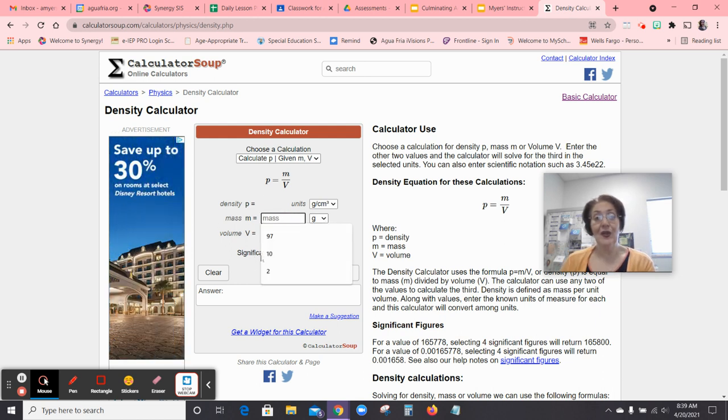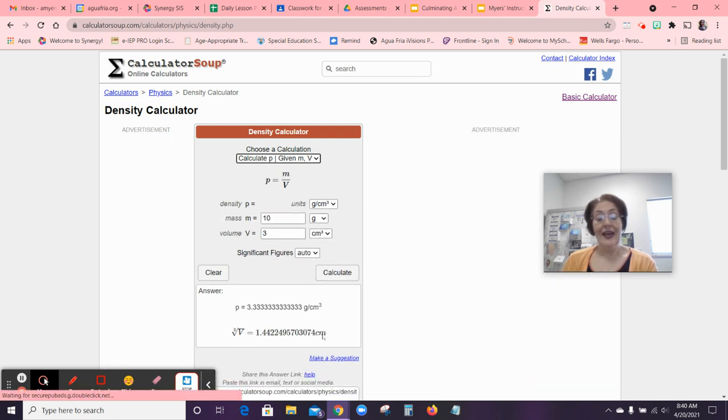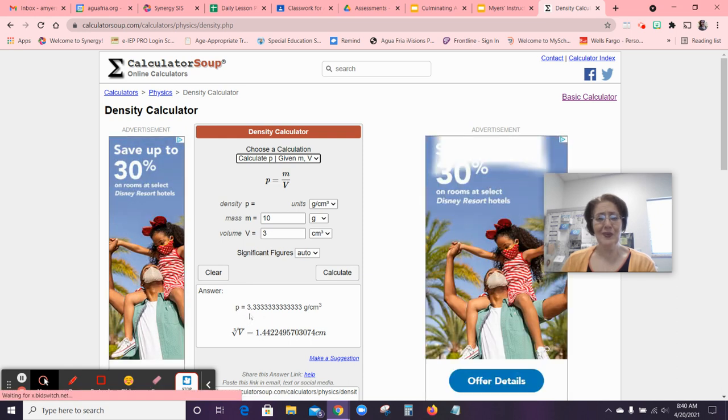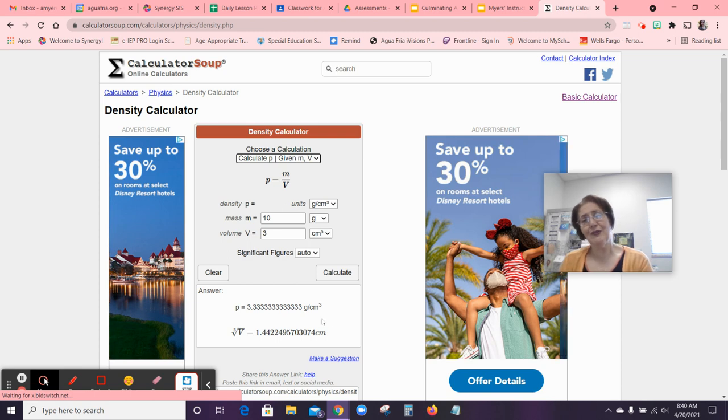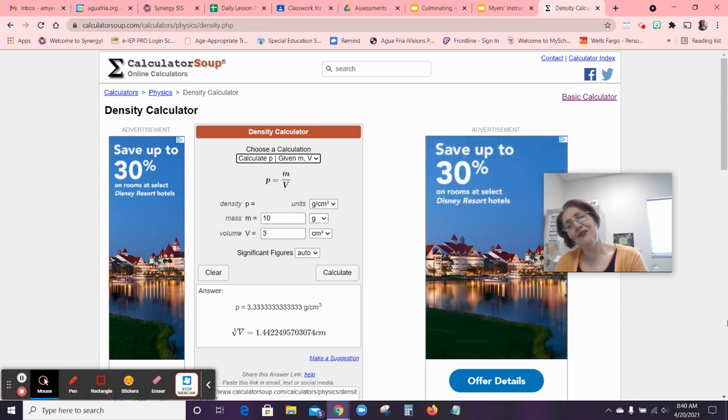So we're going to put the number 10 in, and then we're going to put the number 3 in. All right. And then you're going to hit calculate. And then this number right here, this weird number, 3.3333333 goes on forever and ever.